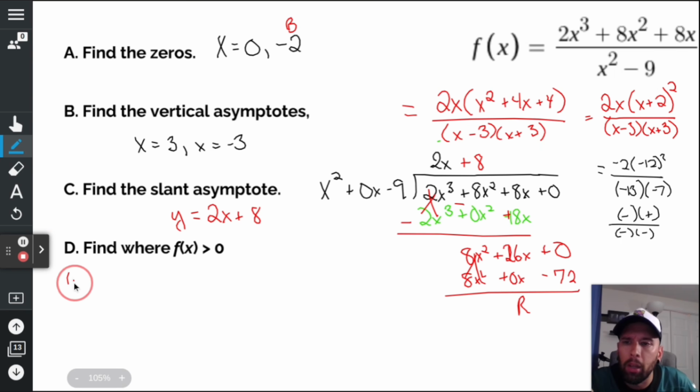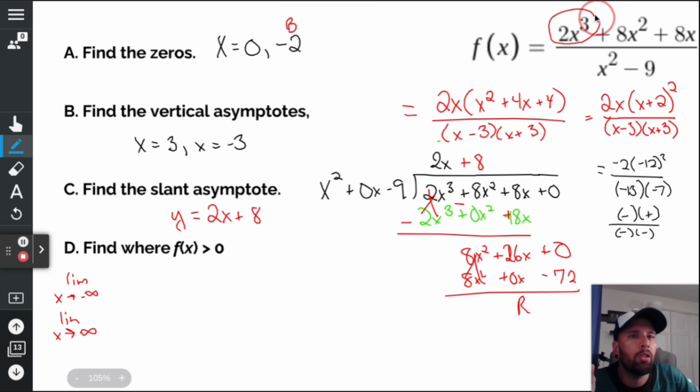Let's find out what the limit is as x approaches negative infinity, and let's find out what the limit is as x approaches positive infinity. I'm going to try to put together a very marginal graph to help me figure stuff out. Remember, when you're trying to find the limit, you take the leading term over the leading term.